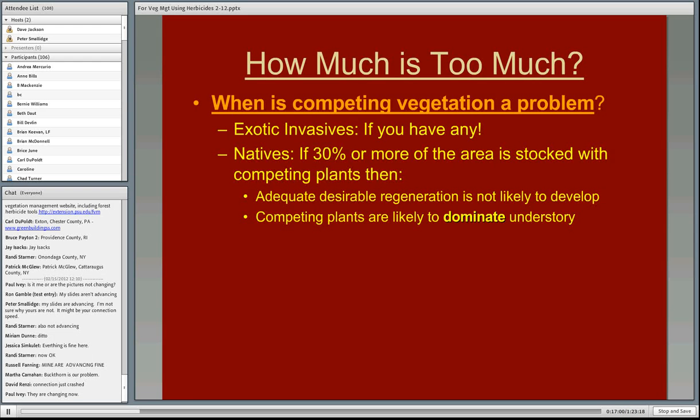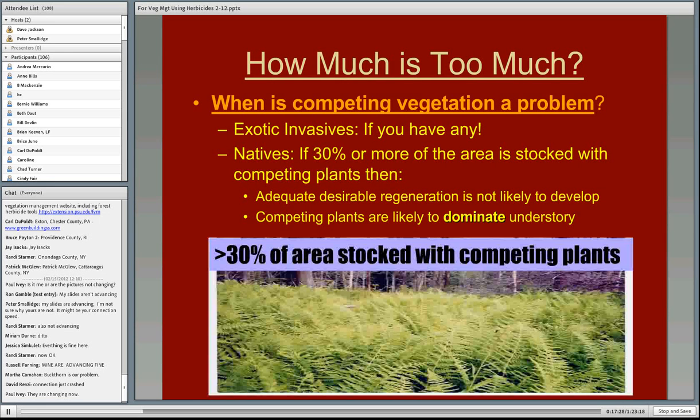So when you look at your understories, if you can guesstimate that you've got 30% or more of that understory covered with these plants and actually shading that ground, then you really have to look at doing some type of control measure prior to doing a timber harvest, or these things are just going to get worse and they are going to compete with whatever may try to develop underneath it. So there's the rule of thumb. If 30% is stocked with competing plants, we want to look at doing some type of control measure prior to doing any kind of harvest.